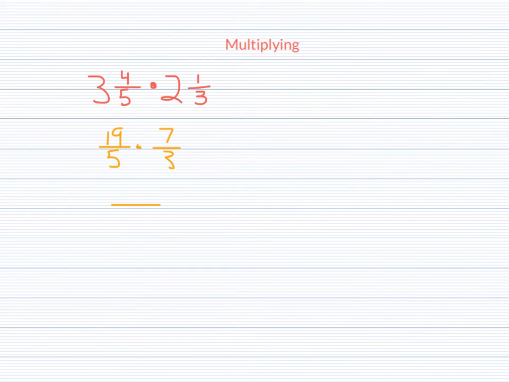So I'll do my denominator first because that looks easy. 5 times 3 is 15, and 19 times 7, 10 times 7 is 70, 9 times 7 is 63. If I put those together, I get 133. Now, I don't think I can divide any of those by the same number, so we have the simplest form of our answer. It doesn't look that simple, but that is as simple as it gets.